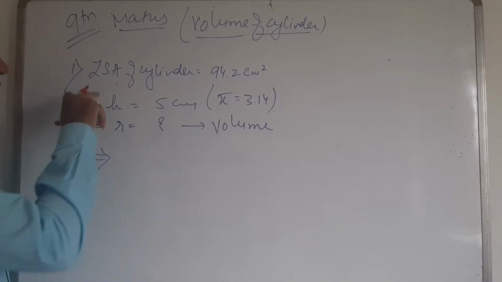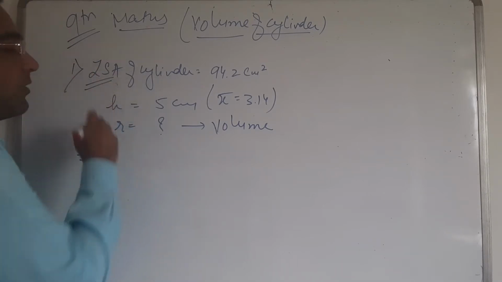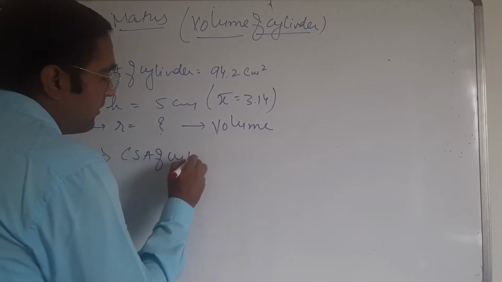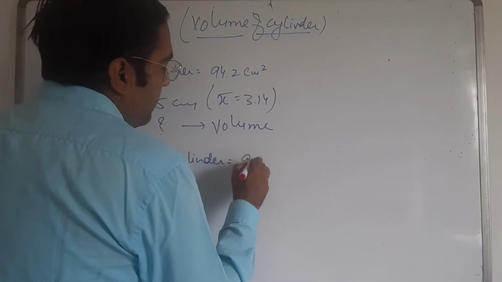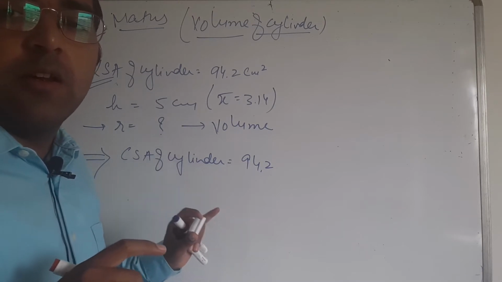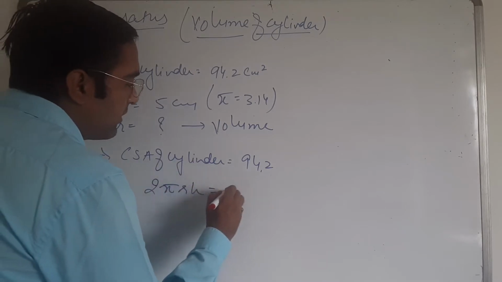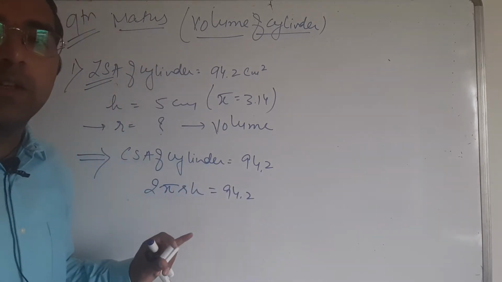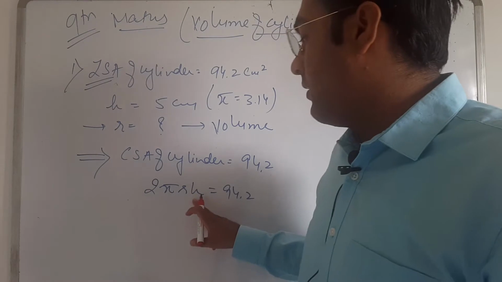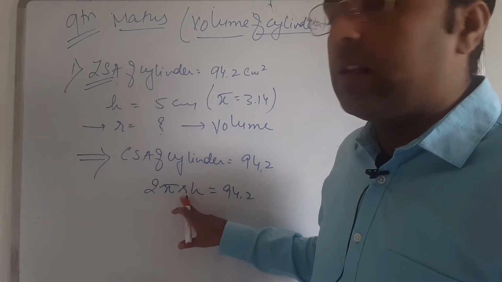First of all, the lateral surface area of the cylinder is given as 94.2 centimeter square. The lateral surface area is also known as the curved surface area of the cylinder. So curved surface area of cylinder is equal to 94.2. The formula for the curved surface area of a cylinder is 2 pi rh, so 2 pi rh equal to 94.2. Clear? Now in this question we have the height, we have the value of pi, and we have to find the radius.